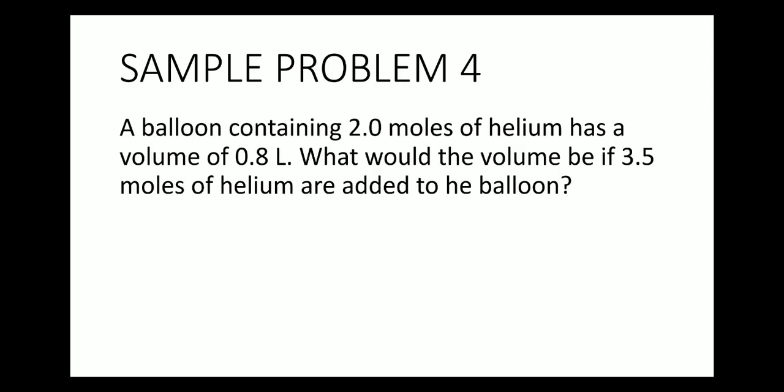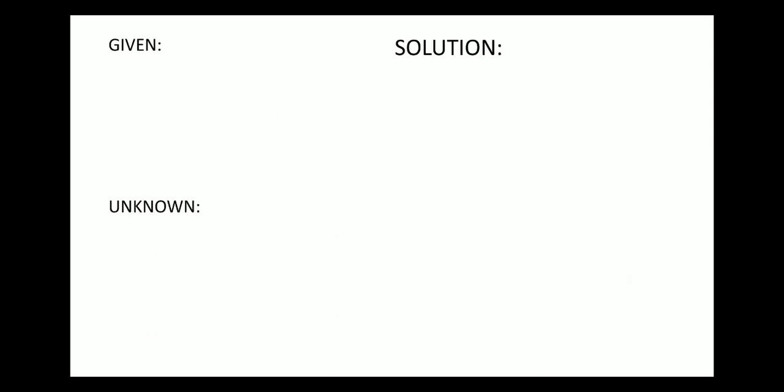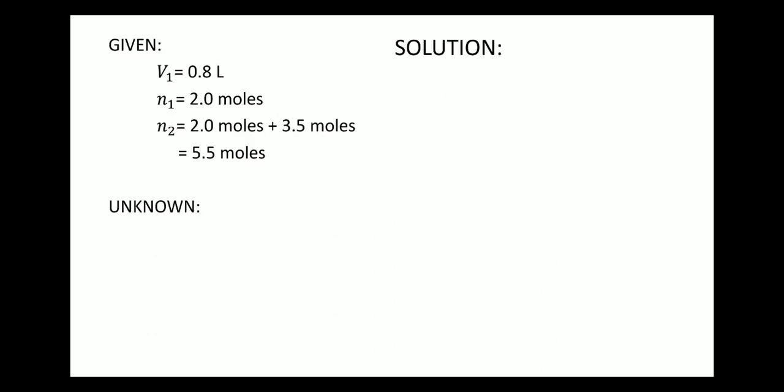And now for our last problem. A balloon containing 2 moles of helium has a volume of 0.8 liter. What would the volume be if 3.5 moles of helium are added to the balloon? So that is the He, not he. So, given V1 is equal to 0.8 liter, N1 is 2.0 moles, and for N2, 3.5 moles is added. So from 2, then add 3.5, the answer is 5.5 moles. And the unknown is V2.